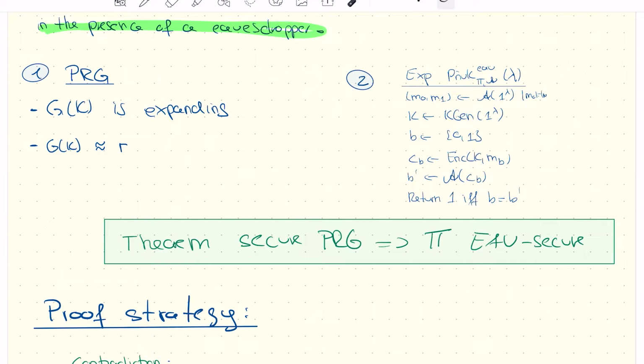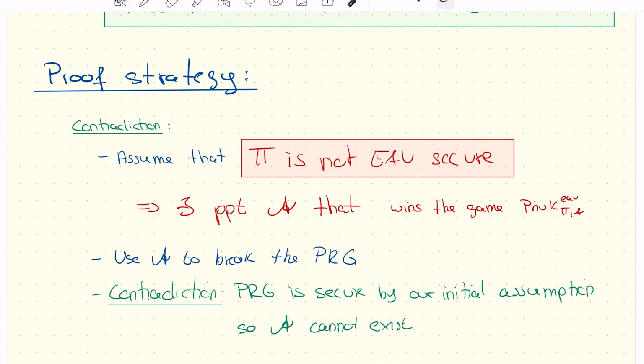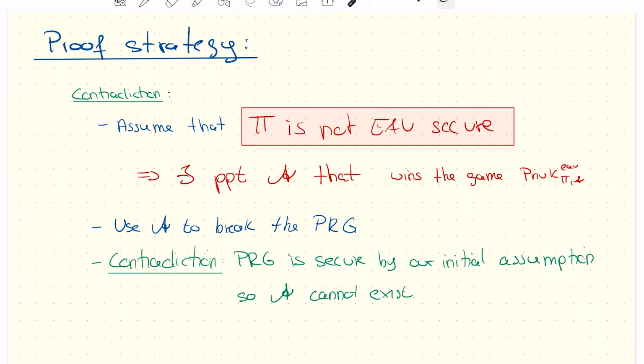More precisely, we start with the assumption that the encryption scheme that we just derived is insecure. And if it's insecure, then we are essentially given an adversary, and we will use this adversary to break the PRG. And this is why we derive the contradiction, right? Initially, we assume that the PRG is secure, and therefore such an algorithm cannot exist, regardless of what we're doing.